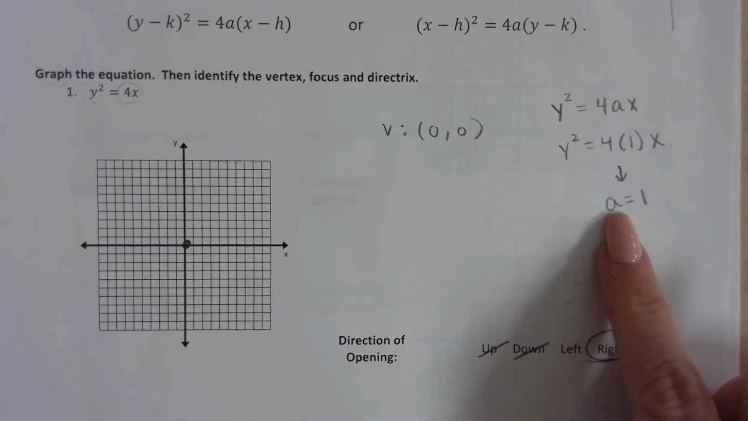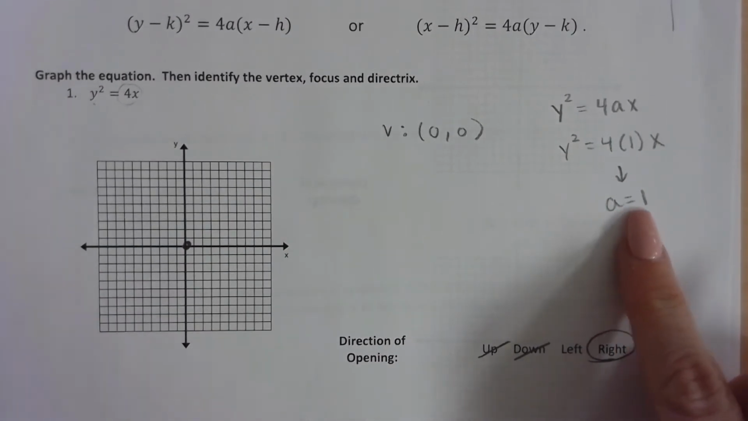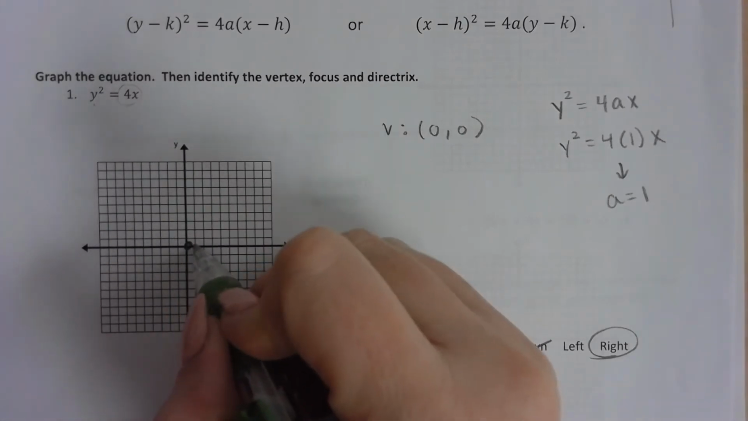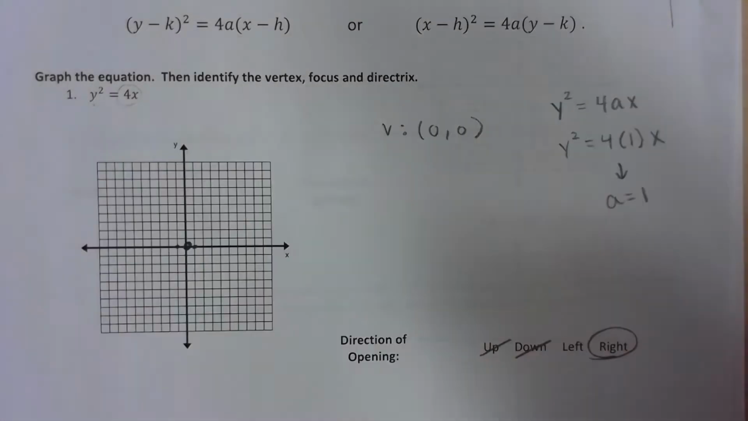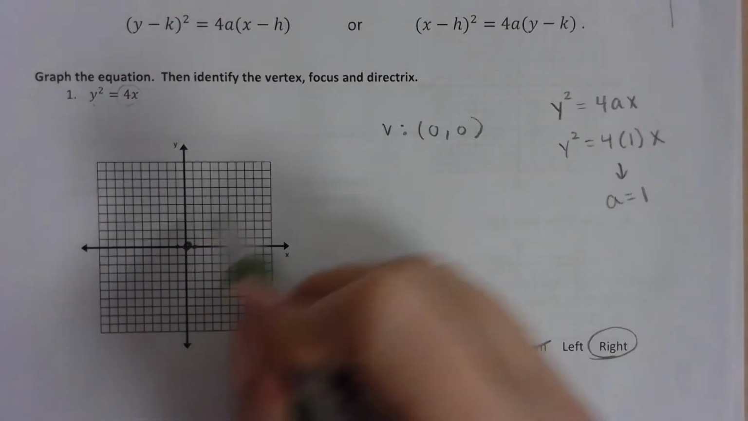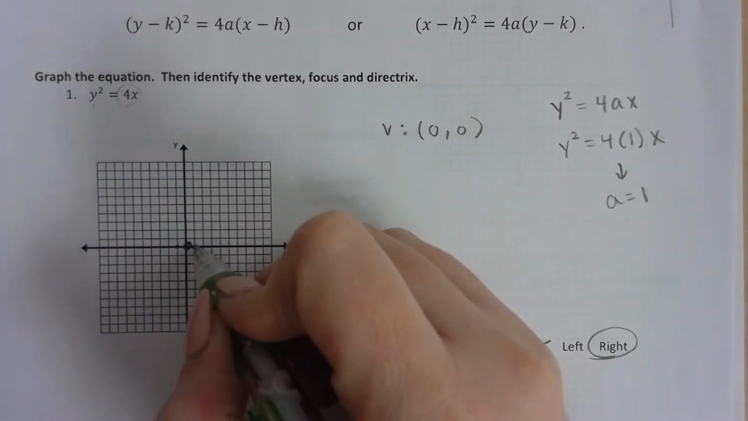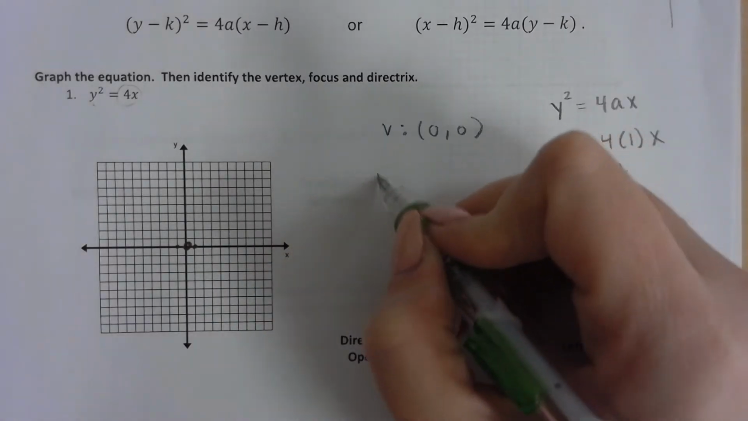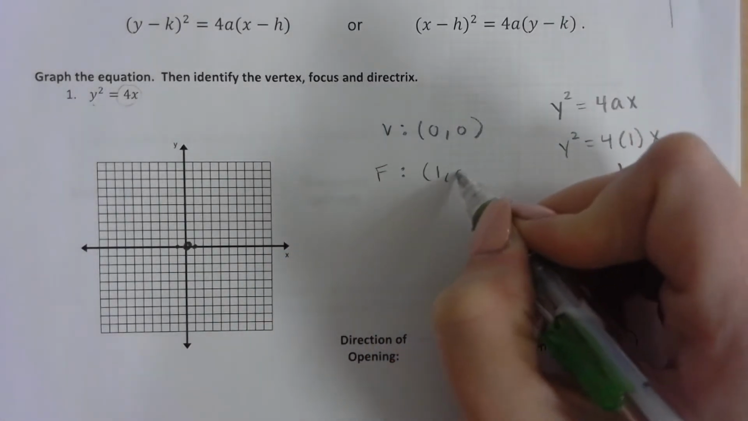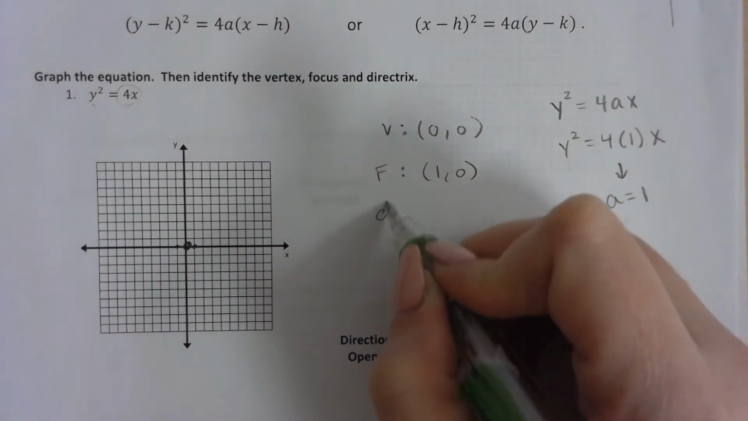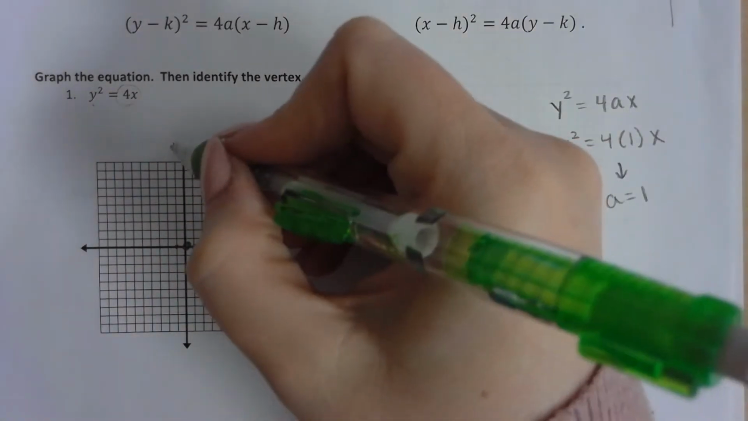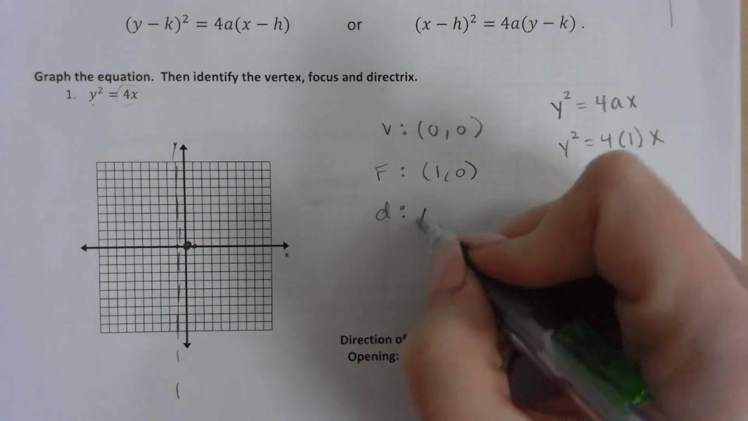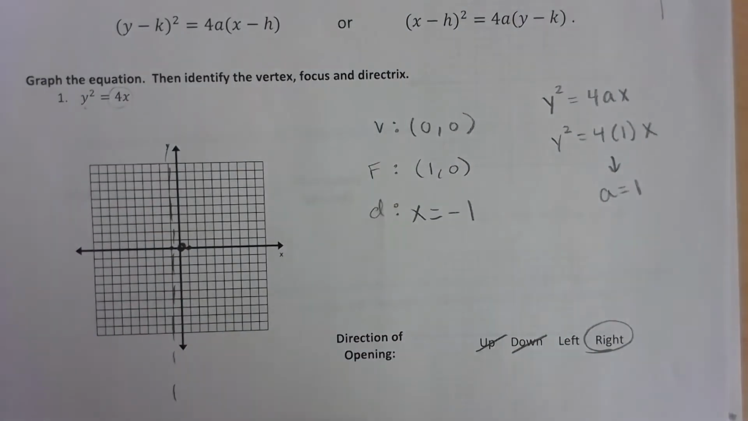So now that I know a is 1, the distance to the focus and the distance to the directrix is always the a value. So I'm going to go out 1 in both directions. Now, it's opening to the right, so this guy is our focus. So that would be 1, 0. And the directrix is going to be this one. So that would be x equals negative 1.